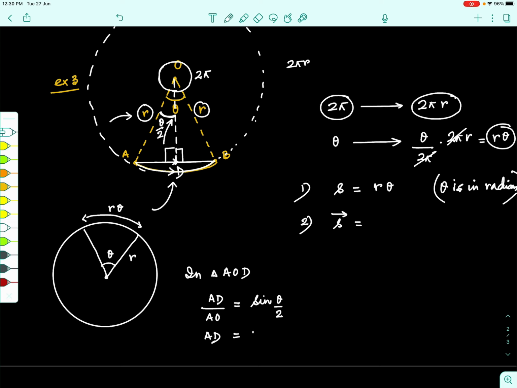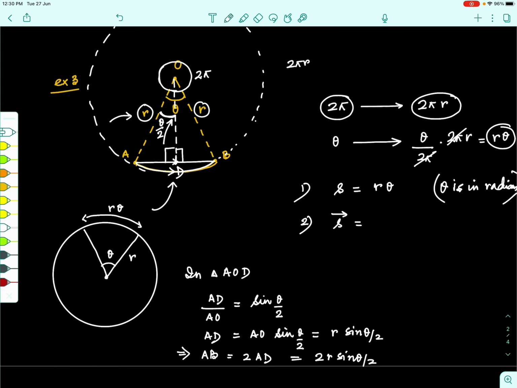AD is AO into sine theta by 2. What is AO? AO is nothing but the radius of this circle. So, we can write it as r into sine theta by 2. Now, understand that what we are looking for is the length AB, which is nothing but double of the length AD. The length AB, this implies, which is double of length AD, will be nothing but 2 times r into sine theta by 2. And this is what we are looking for, the length AB, which is our displacement.